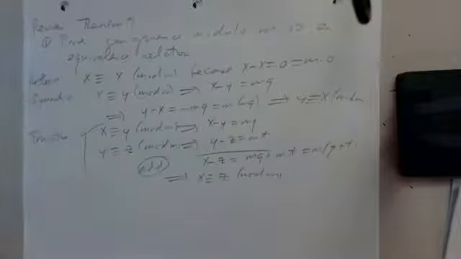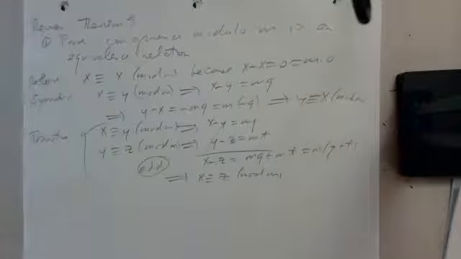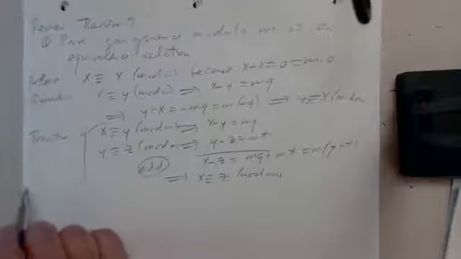An equivalence relation is a relation that is reflexive, symmetric, and transitive, so this works. So that's the first part of the theorem. Are there any questions about that? Okay. What about the second part?